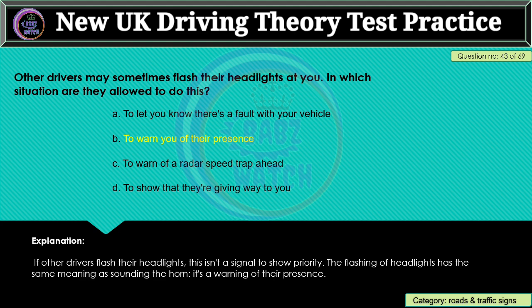Explanation. If other drivers flash their headlights, this isn't a signal to show priority. The flashing of headlights has the same meaning as sounding the horn. It's a warning of their presence.